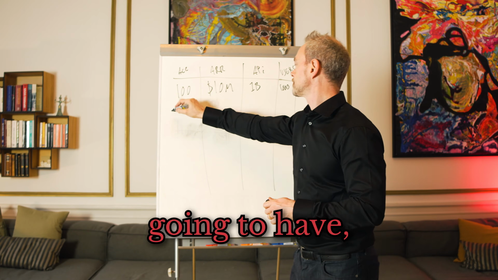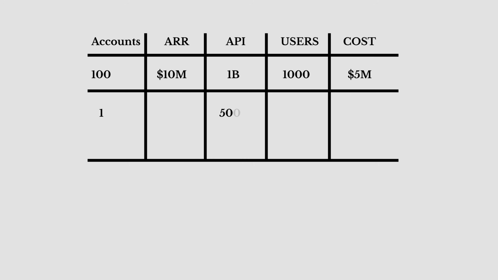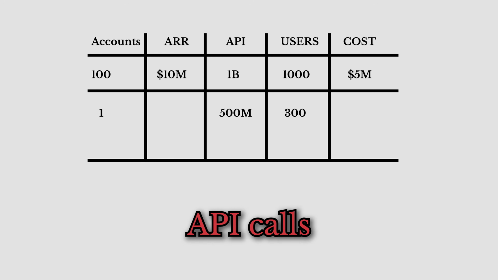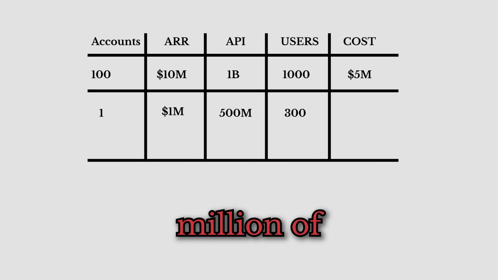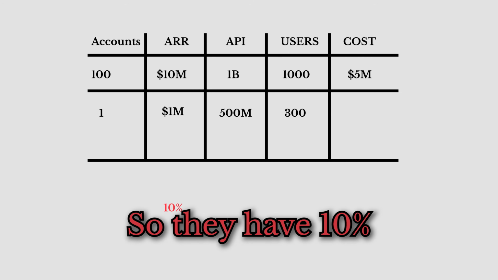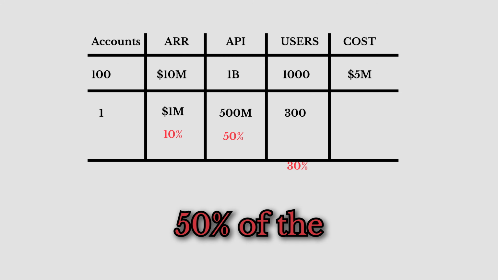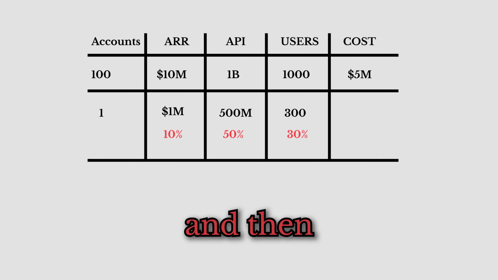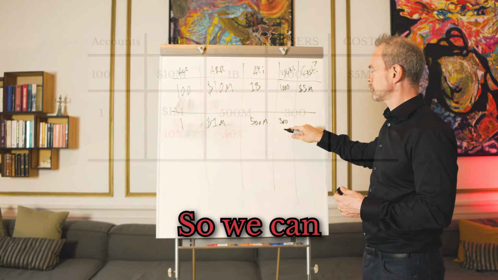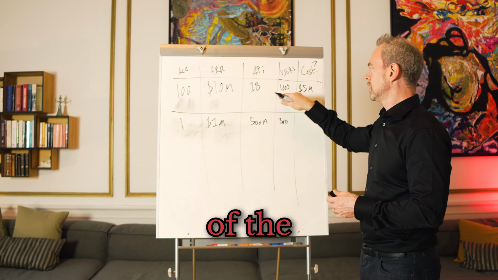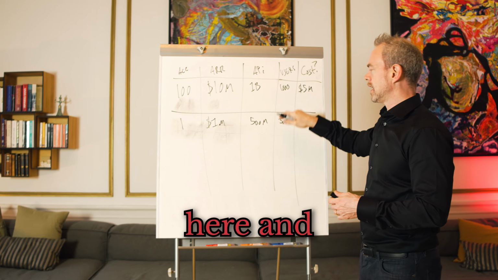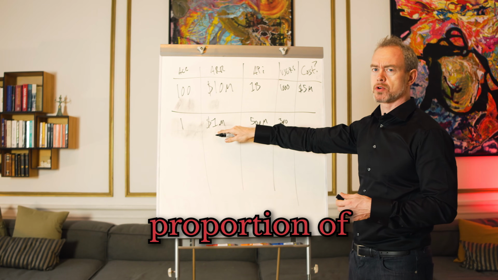So we're going to have, let's say, one customer that has, let's say, 500 million API calls and 300 users, right? And then maybe that customer is, let's say, 1 million of ARR, right? So they have 10% of the revenue, but they have 50% of the API calls, and then maybe they have 30% of the users. Okay, so we can see that they have a larger proportion of the costs here, but only a smaller proportion of the revenue.